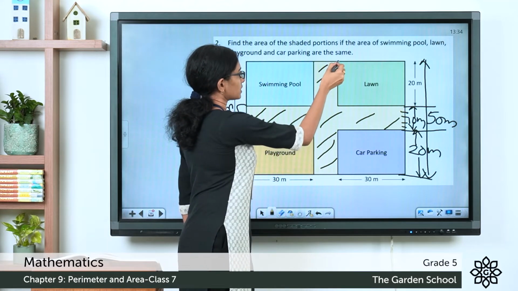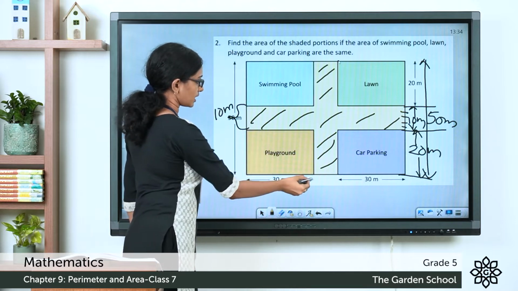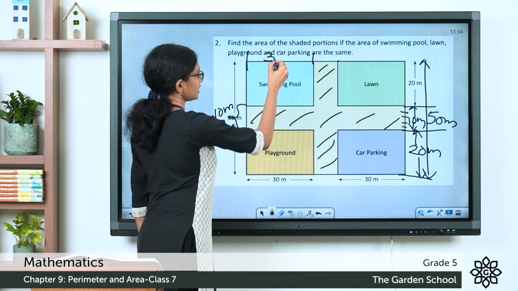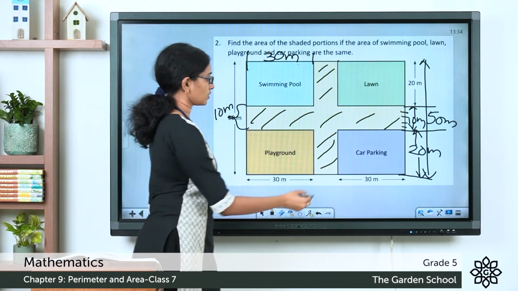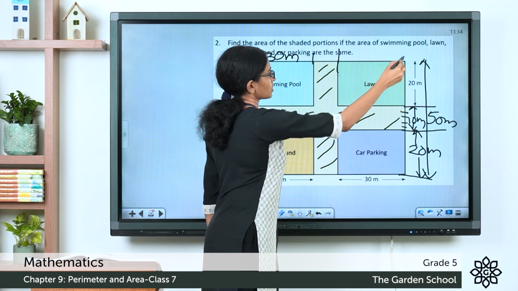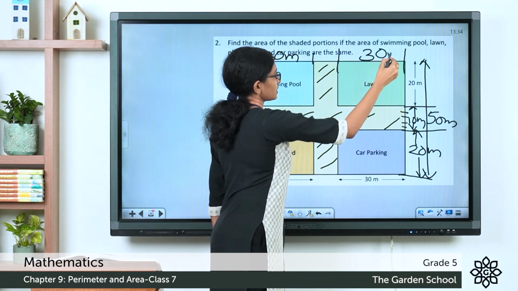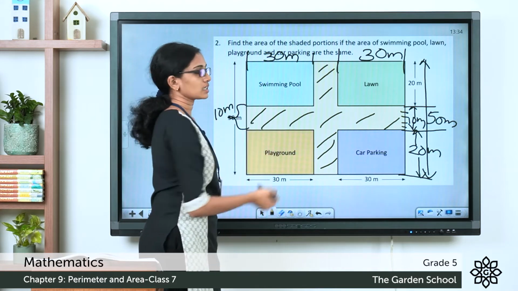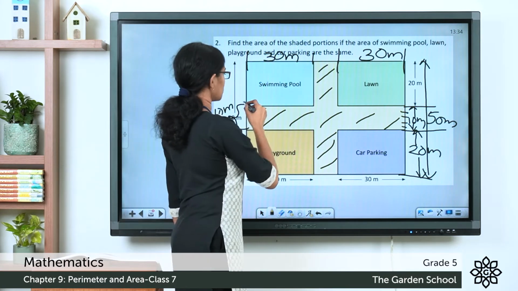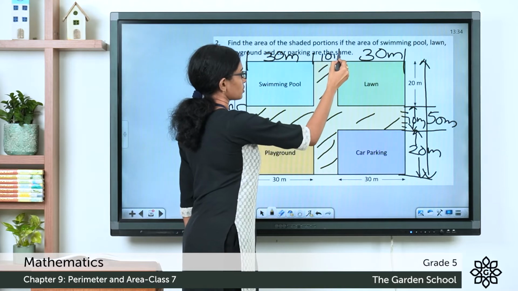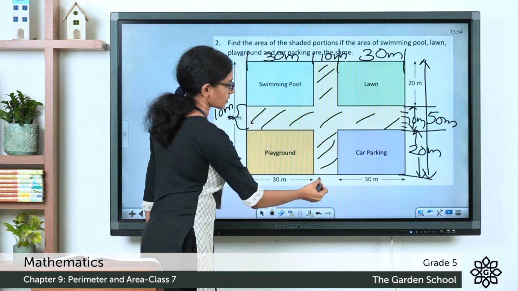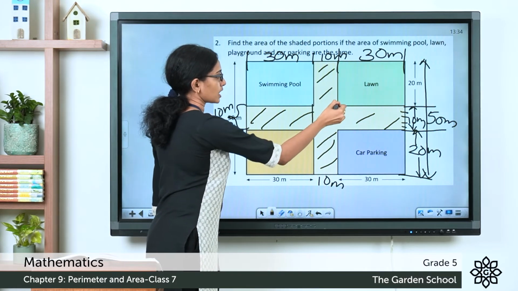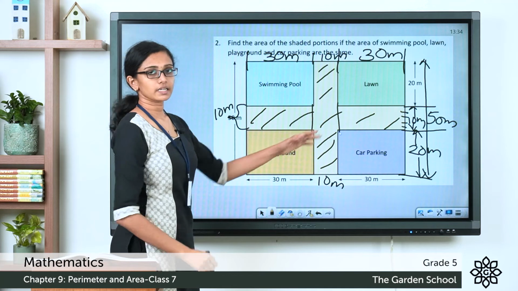Now, what about this length? See, from here to here it is 30 meter. So, here also it should be 30 meter. Now, here it is again 30 meter. So, here it should be 30 meter. Now, see, this length and this length are the same. So, if this is 10 meter, it should also be 10 meter. And here also it should be 10 meter. So, now let's split this shaded portion into rectangles like this.